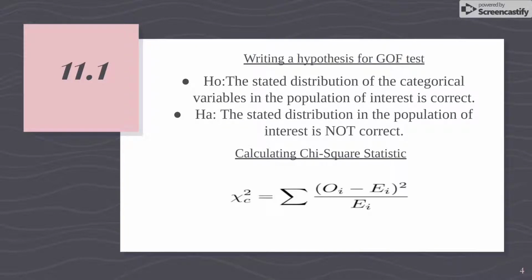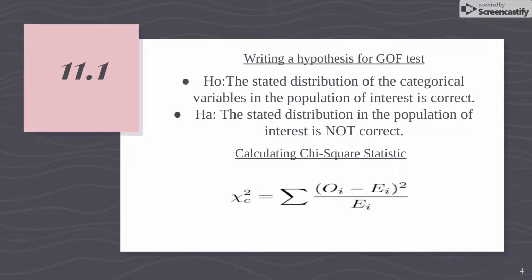For a goodness of fit test, you want to know how to write your hypothesis, and you want to follow this outline. Your null hypothesis is that the stated distribution of the categorical variable given to you in the problem in the population of interest is correct. For your alternate hypothesis, you want to state that the stated distribution in the population of interest is not correct. So you want to follow that outline and have your wording correct for your hypothesis.